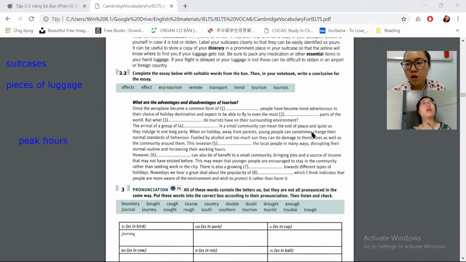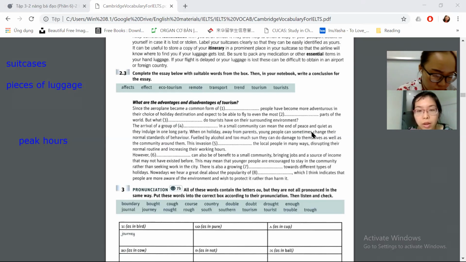So tourists and tourism. Tourism is the business, and tourists are the people, right? Groups in a small community can mean the end of peace and quiet as they indulge. Indulge is like spoil. Indulge in one long party.